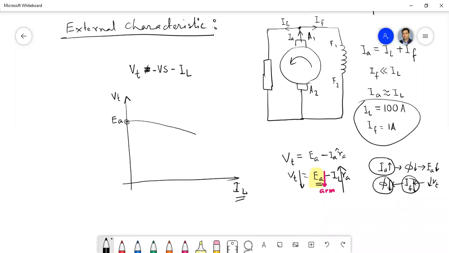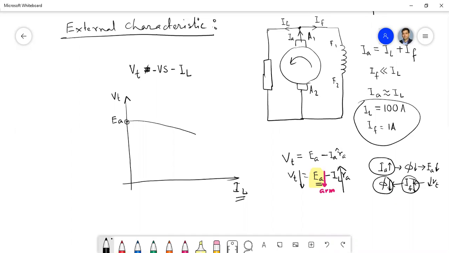If the IA is increased due to the severe armature reaction, you will get a demagnetizing effect from that. That I discussed during the discussion of armature reaction. So if IA is increased, its demagnetizing component also will increase. Due to that, the flux will reduce. And if the flux is reduced, voltage will reduce. If the voltage is reduced, terminal voltage will be reduced.